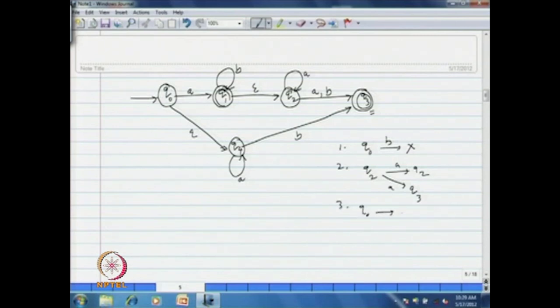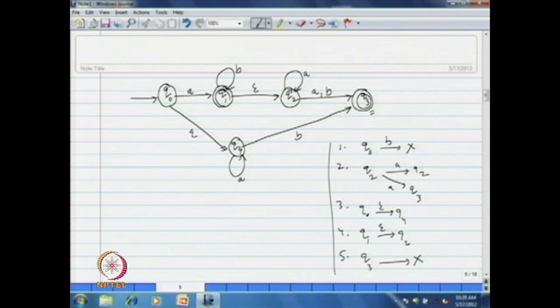Q0 to Q4 on epsilon, and Q1 to Q2 on epsilon. So, these are the various possible non-deterministic transitions that we have. Similarly, at Q3 there is no transition defined on any input symbol. So, these are all possible non-deterministic transitions that we have in this example.